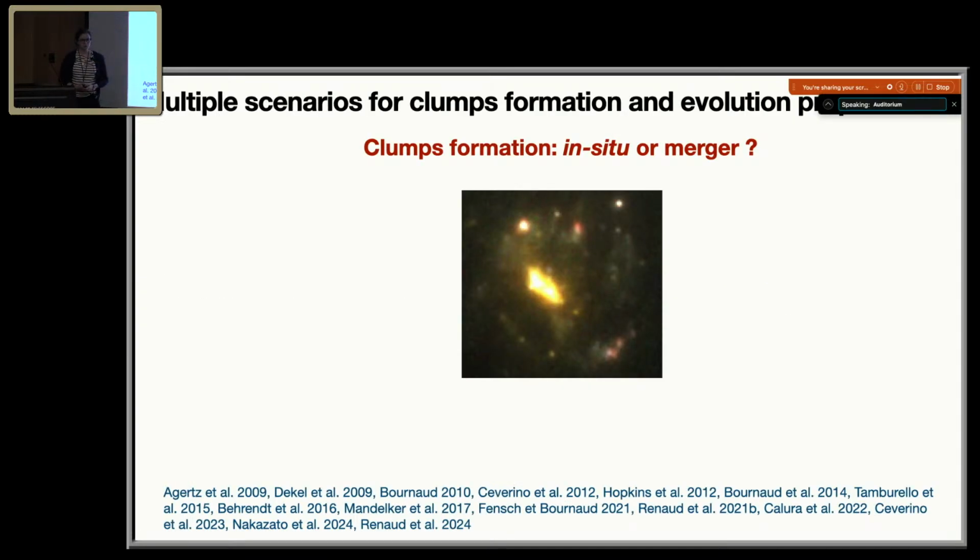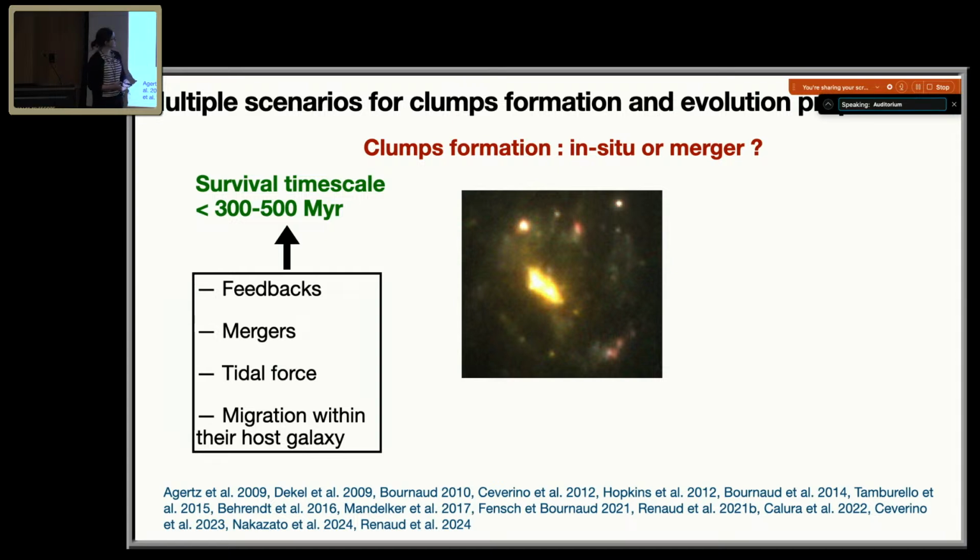So why do we want to study clumps? We know, thanks to the HST works and also simulation works, that clumps are in the distant galaxy and they can affect the evolution of the galaxy, and we want to understand how they form and how they evolve in their host galaxy. On the formation side, we have two main scenarios proposed: in situ formation from gravitational collapse in a gas-rich and turbulent disk, or galaxy mergers.